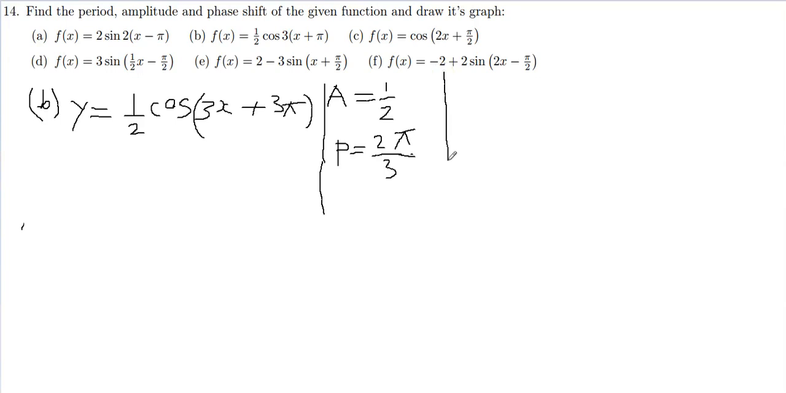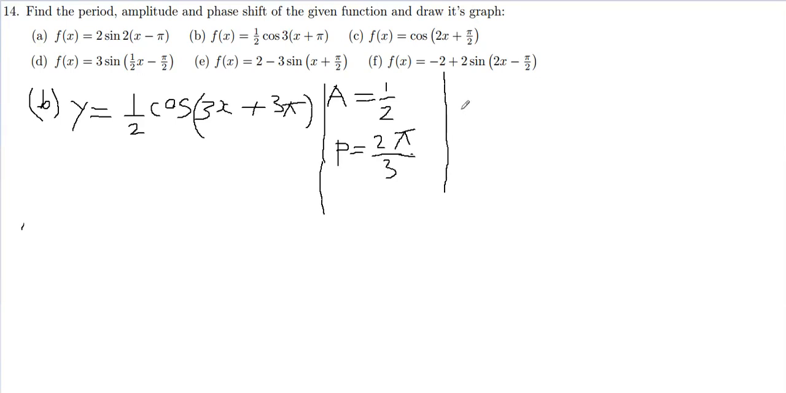And then I should also find the phase shift. The vertical phase shift, of course, is 0. Why am I saying 0? If this had something like plus 2 this side, I would have said the vertical shift is 2. But since it has nothing, the vertical shift is 0. Same applies to this. If it had any constant this side, I would have said the vertical shift is equal to this constant, but since it has nothing, then it is 0.